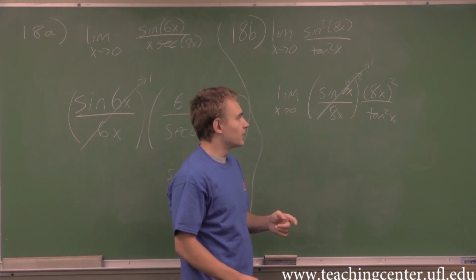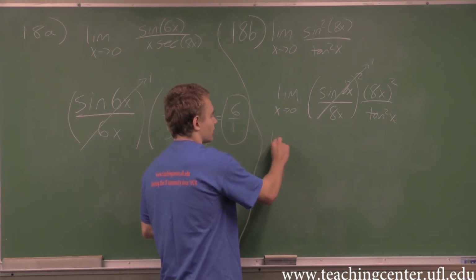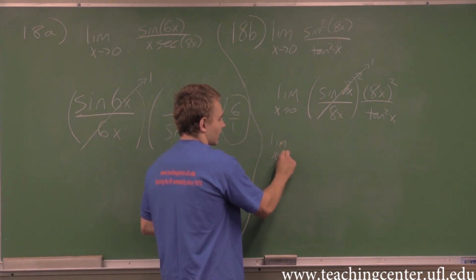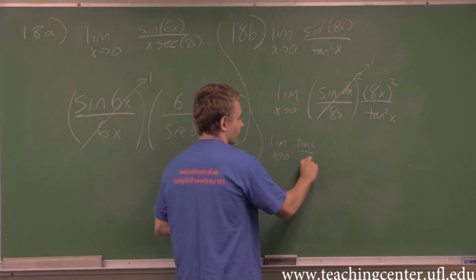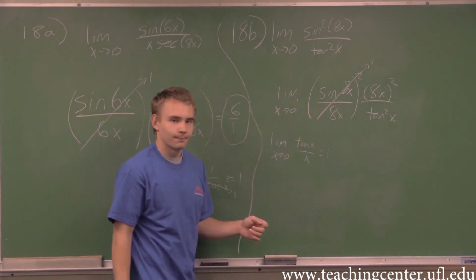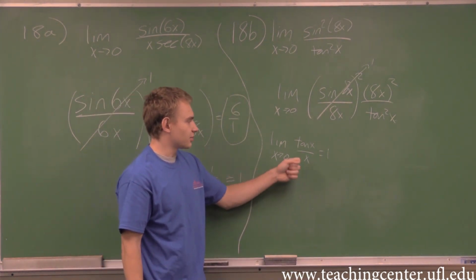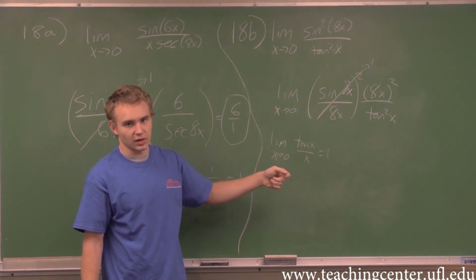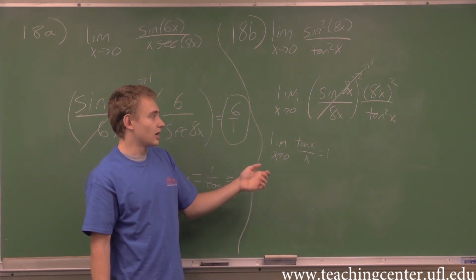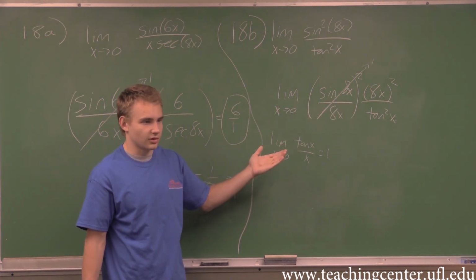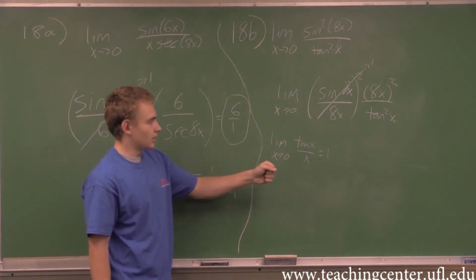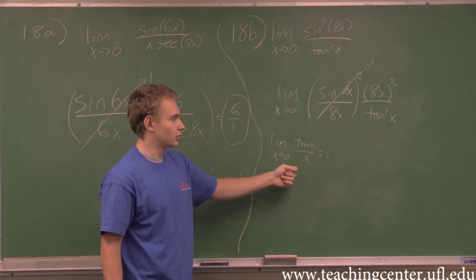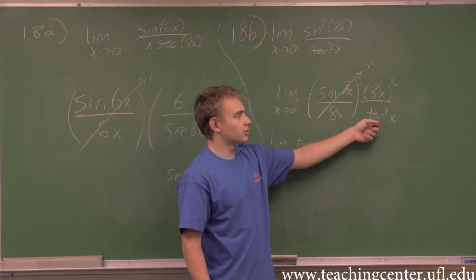But we know another one of these little tools: the limit as x goes to 0 of tan x over x also goes to 1. And this should make some sense because tangent is sine over cosine, and the cosine goes to 1, and the sine is still there. So it's actually almost the exact same thing as this limit, just changed a little bit. But I can use that here.